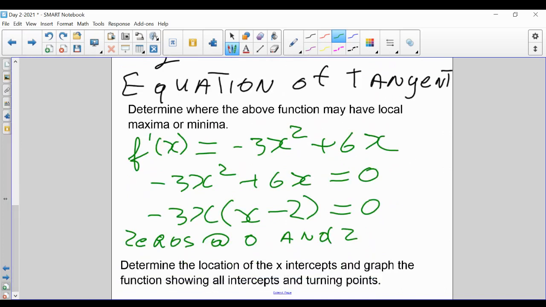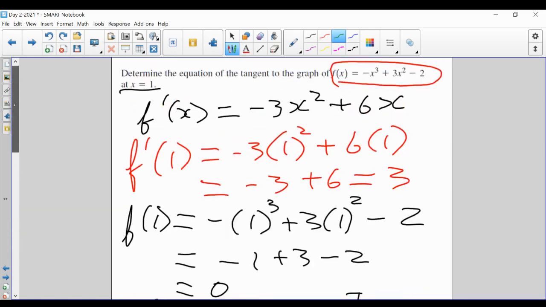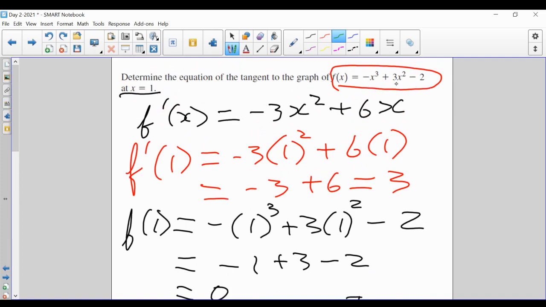Determine the location of the x-intercepts and graph the function showing all intercepts and turning points. I'm going to leave that for now because I want us to get through all the questions that we have, but that is perfectly doable, something that we could do, right? We could find all the x-intercepts of that by factoring it and so on, and then we could draw it. But let's just keep going with the derivative stuff, the calculus stuff.